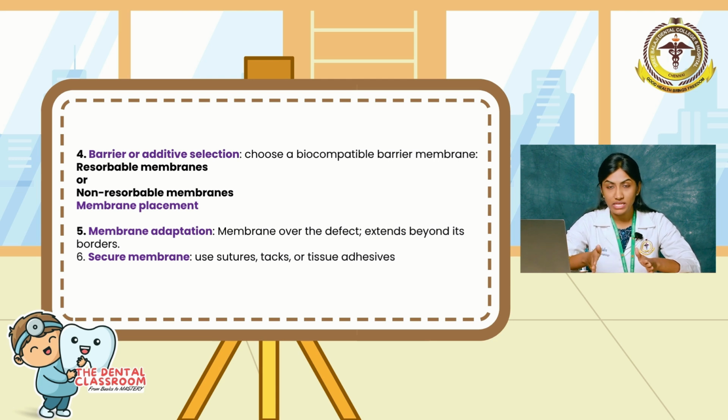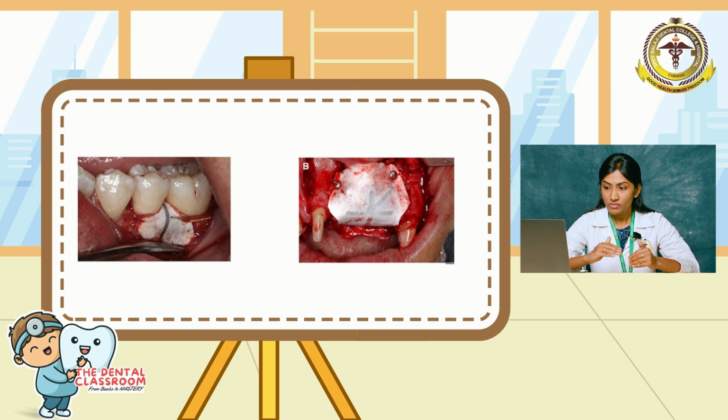The membrane placement is very important, with the help of stabilization using mini screws, tacks and surgical sutures. The membrane should stay in the area within the critical period of 4 to 6 weeks. To stay in that area, you have to stabilize the membrane properly, and the membrane should extend beyond the borders of the defect area. If the membrane stabilization and adaptation has happened, you have to secure the membrane with the help of tack screws and surgical sutures.